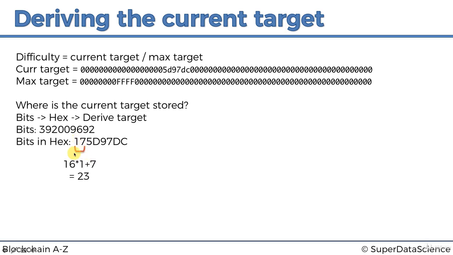All right, so how do you do that? Well, the 7 stays as a 7, right? If it was an A or a B or a C and so on, you just need to convert to what that means. A would be a 10, a B would be 11, and so on. And then you multiply whatever you see in the first digit by 16, right?